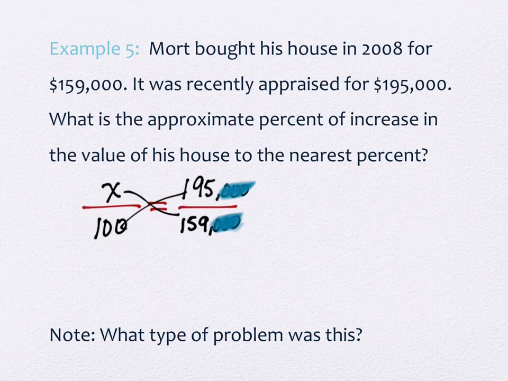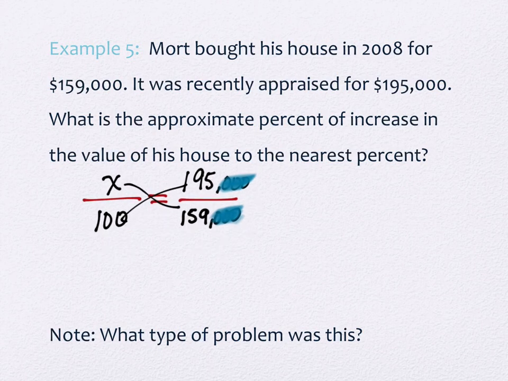So if I cross multiply this, I'm going to have 159x equals 195, and then I've dropped 2 zeros, so 19,500. And then I need 159 over here.